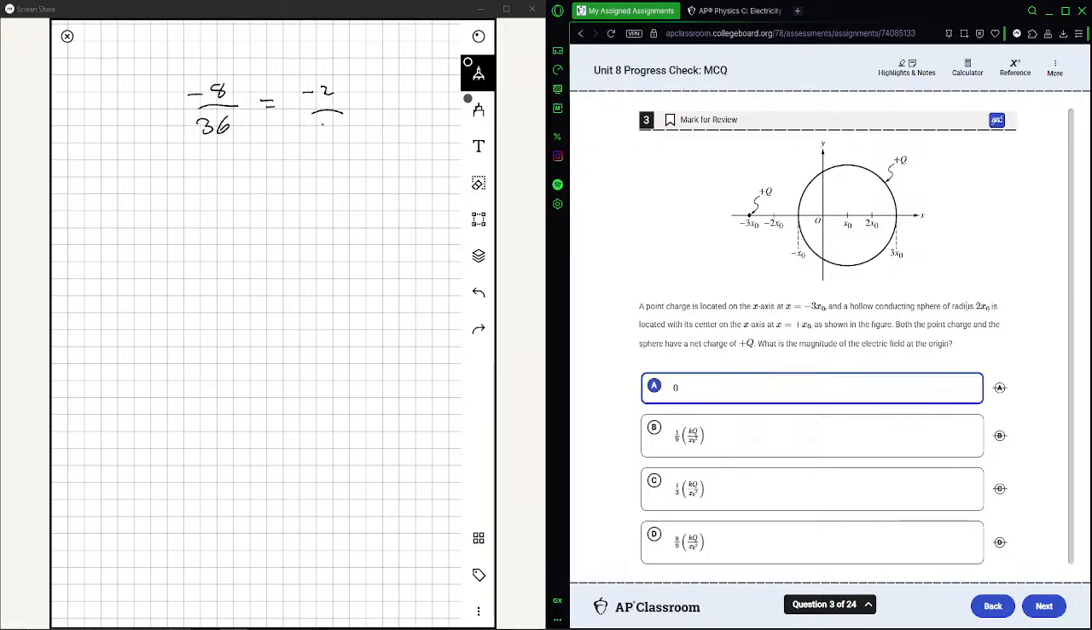Let's see. This chat is saying the origin's inside the hollow conducting sphere, so E is 0. Yeah, actually, it did say 0. Okay, my bad. Would you look at that, Zach? But I swear the first time I did it, it did not say 0. Sometimes it changes up.